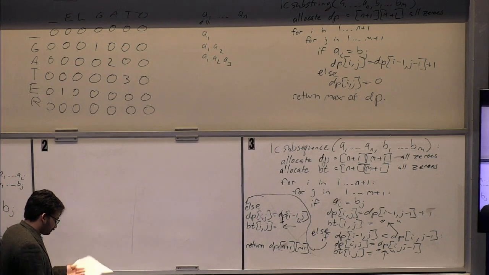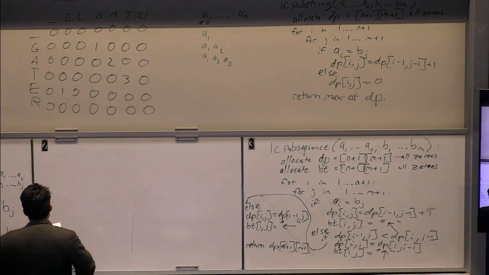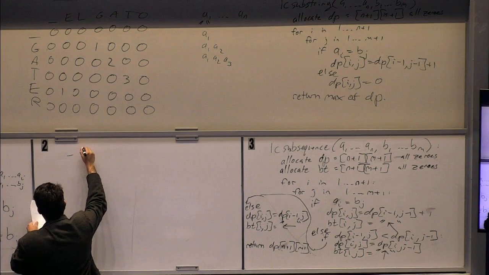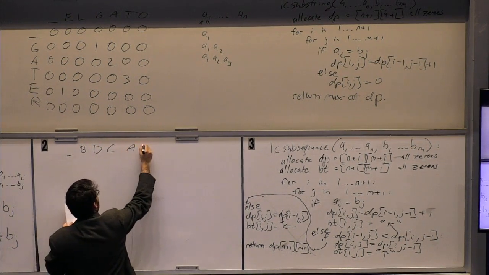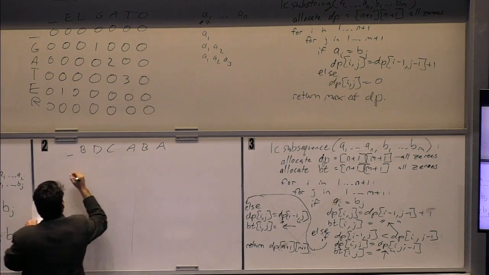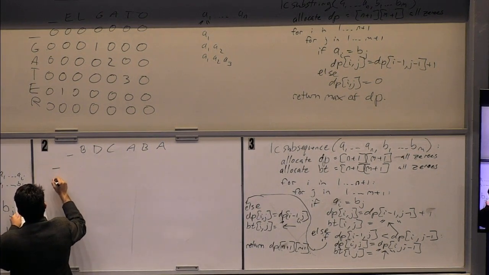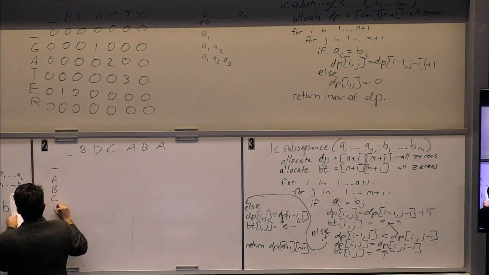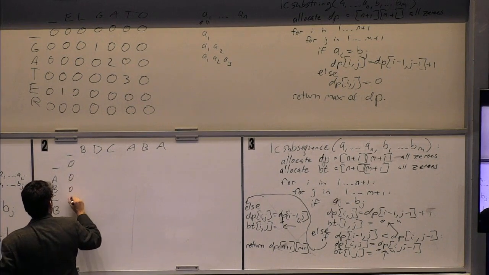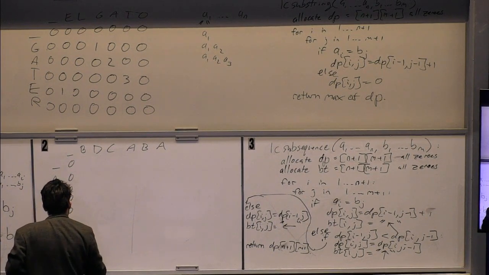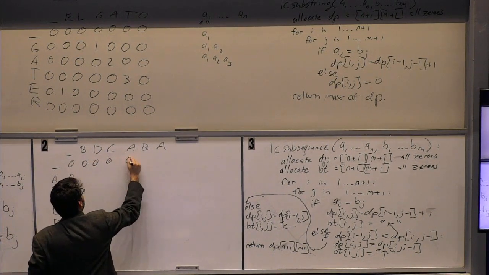So consider, let's do the same one. We'll do blank, B, D, C, A, B, A. And then we'll do blank, A, B, C, B, D, A, B. It's going to be zeros.